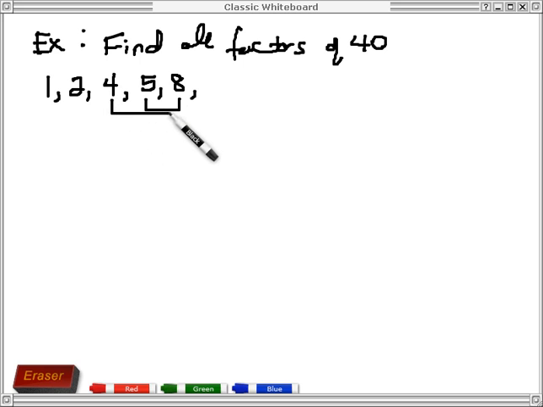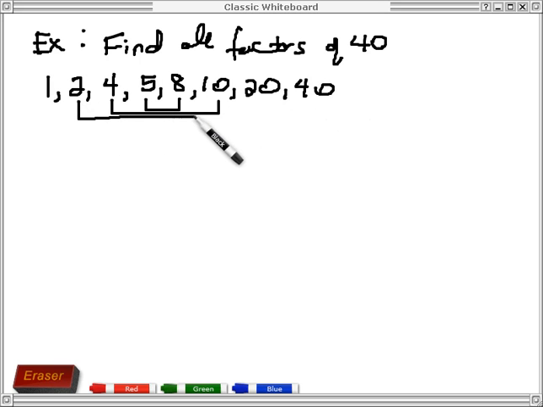And so now I can go back through these factors in reverse. 4 goes into 40. It goes in 10 times. And then 2 goes in 20 times, and 1 goes in 40 times. And so each of these factors that we found has a companion factor, and you want to make sure that you get both the factor and its companion each time. And that will help you have a more systematic approach to it.